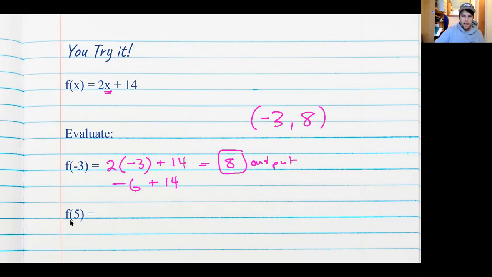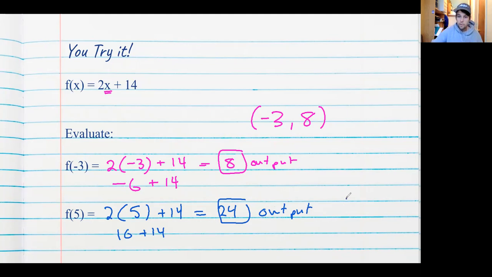Last one, f of 5, so we're going to input 5, becomes 2 times 5 plus 14. Again, multiplication first, 10 plus 14, that equals 24. So 24 is our output. Again, this is a coordinate pair. If we were talking about the graph of this function, we would have a point on our graph at this place. 5 is our input, 24 is our output.